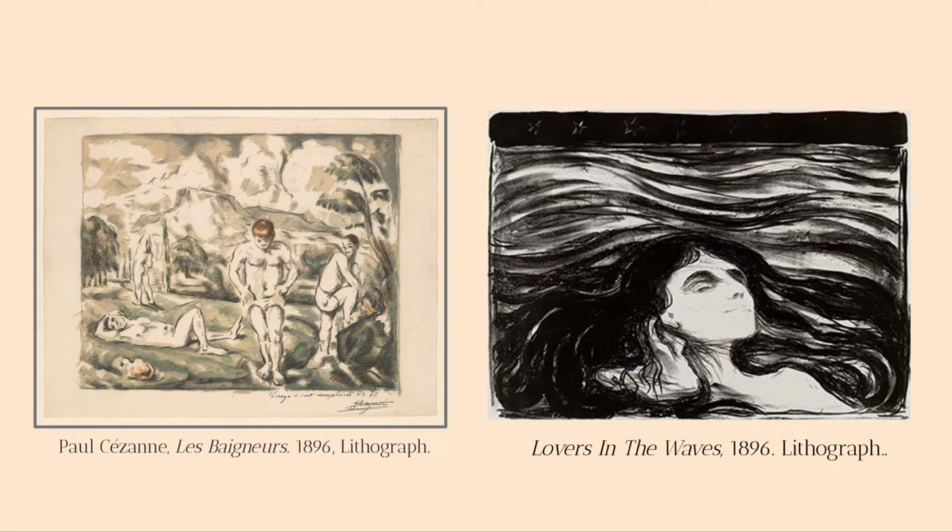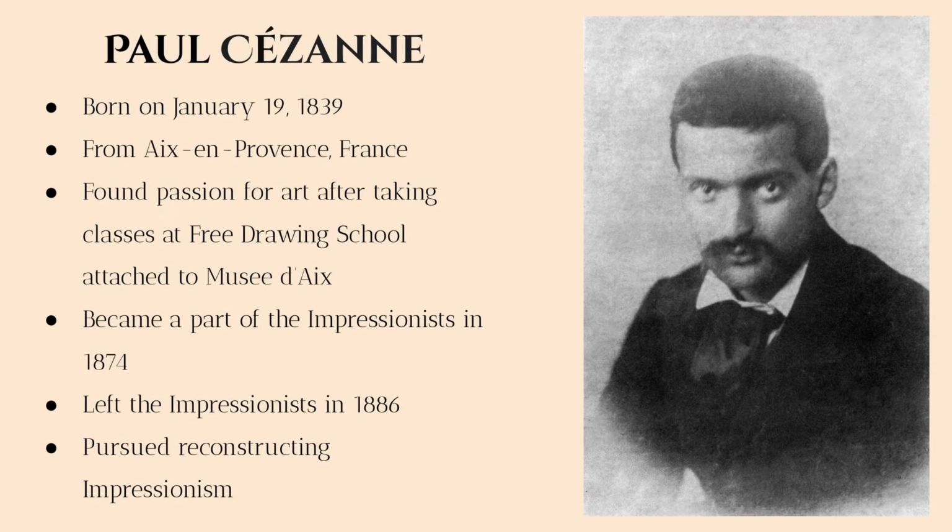Before I begin each analysis of the works of Paul Cézanne and Edvard Munch, I'd like to briefly go over the lives of these artists from the same time period, but lived through different experiences. Born in Aix-en-Provence, France on January 19, 1839, French artist Paul Cézanne would become one of the most influential artists that lived during the 19th century. Cézanne's father, both a banker and a lawyer, had encouraged his son to pursue a career similar to his, but according to Benedict Leca from the National Gallery of Art, Cézanne would discover his passion for art after taking classes at the free drawing school attached to the Musée d'Aix.